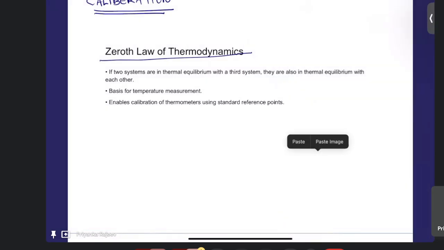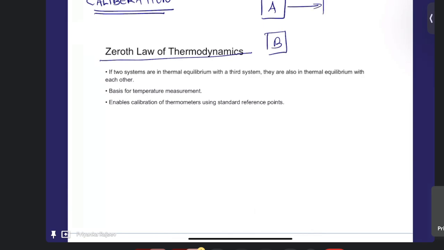Okay. So, the zeroth law of thermodynamics states that if two systems are in thermal equilibrium with a third system, they are also in thermal equilibrium with each other. That means if system A is there, and system B is there, system A is in thermal equilibrium with system C, that is the third system. Also, system B is in thermal equilibrium with system C.